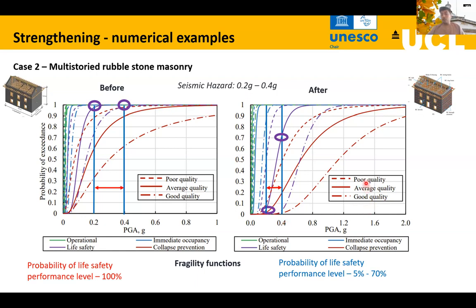But if the material quality is poor, then it is already from 55% to almost 100% probability. So we can say that is unsafe. This is how we can analyze with the different material qualities, before and after strengthening, and compare against our seismic hazard, whether the intended retrofitting can provide the required safety level for the buildings.